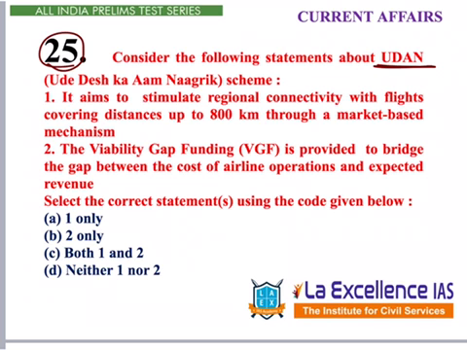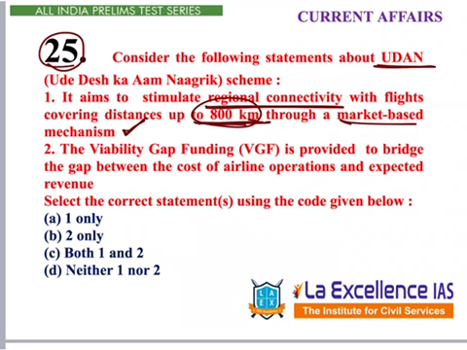Here the question is about the provisions of the scheme. First option says it aims to stimulate regional connectivity with flights covering distances up to 800 kilometers through a market-based mechanism. Here, in most cases, when they give such factual data, 800 kilometers, etc., they try to trick us. Here we should be careful. In this particular case, regarding the scheme, 800 kilometers and market-based mechanism is true. So this is correct option.